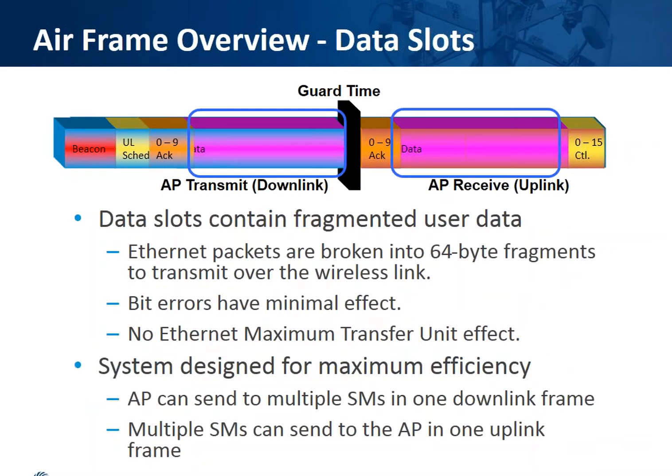Data slots are fragmented in 64 bytes. This has long been a benefit of using Canopy. If you're ever in a near non-line-of-sight condition and part of the packet does not get through, it won't retransmit the entire packet, just the 64-byte fragment that was not received.